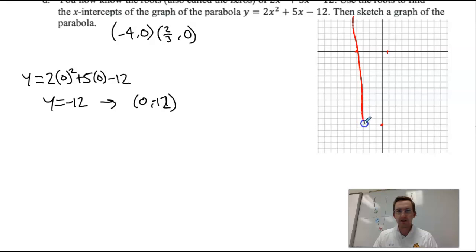Let's slow down a little bit, and then we get up here, and our graph looks something like that for the shape of our parabola. Just a sketch, doesn't have to be perfect.